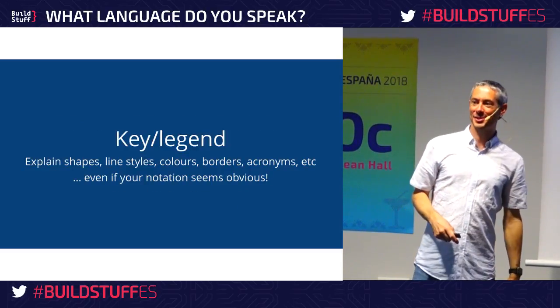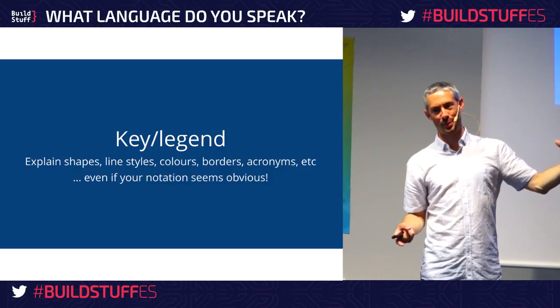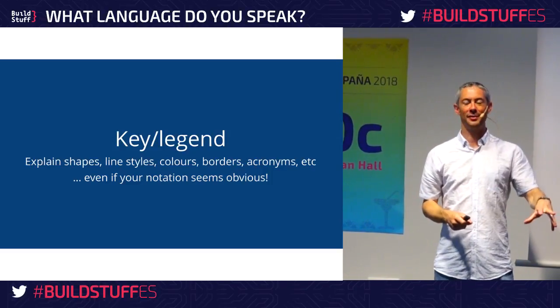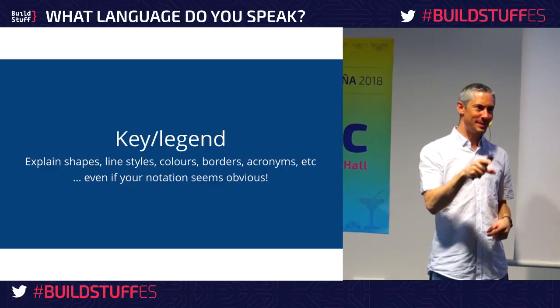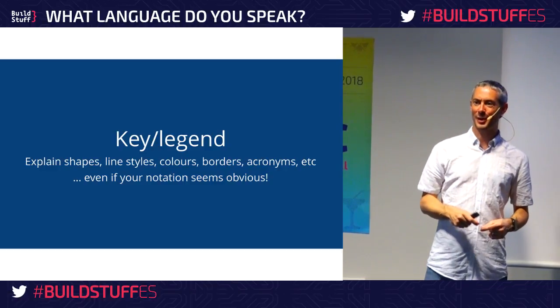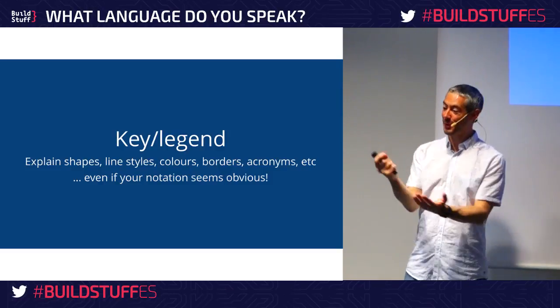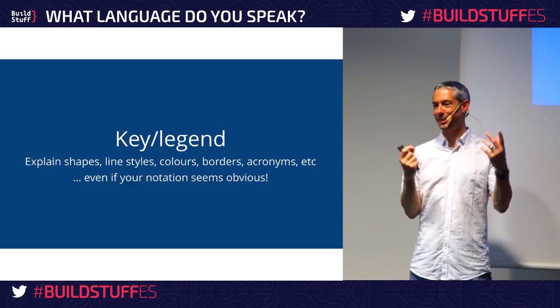Definitely add a key or a legend to all diagrams. You know, if you've got shapes or colors or different sized boxes or different types of borders or arrowheads, make sure you have a key or a legend to describe all of this stuff, even if the color coding seems obvious to you. Because what happens is it seems obvious to you now, and then in 2 weeks' time you come back and you're like, green versus blue, no idea. It made sense then, it doesn't anymore.